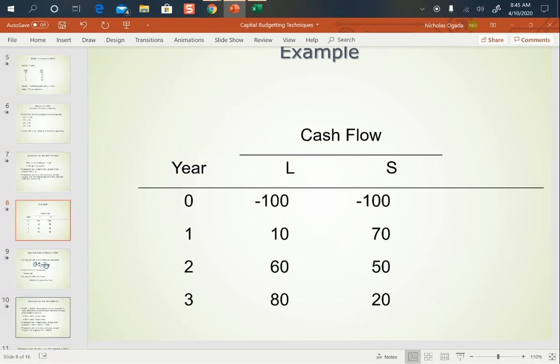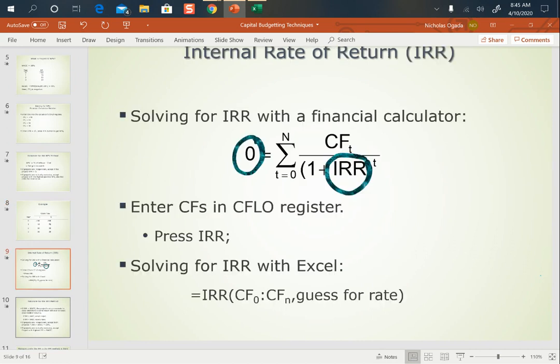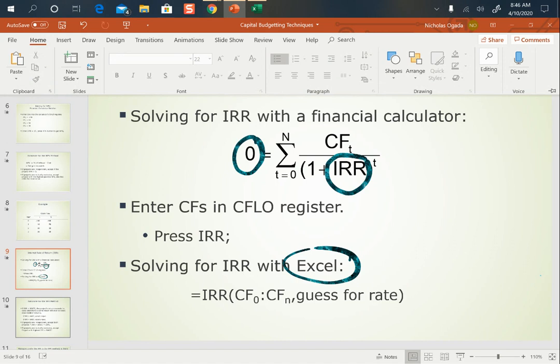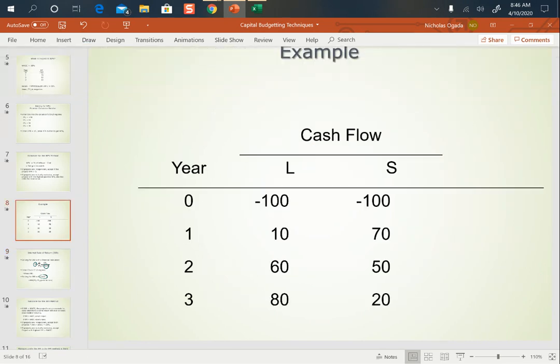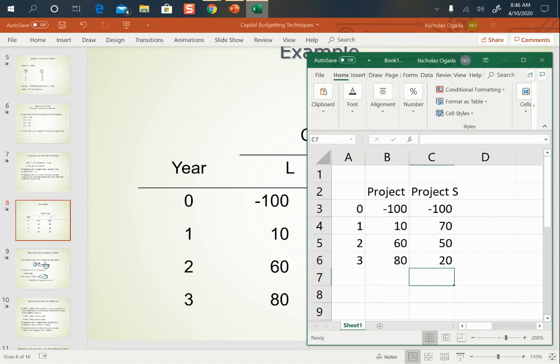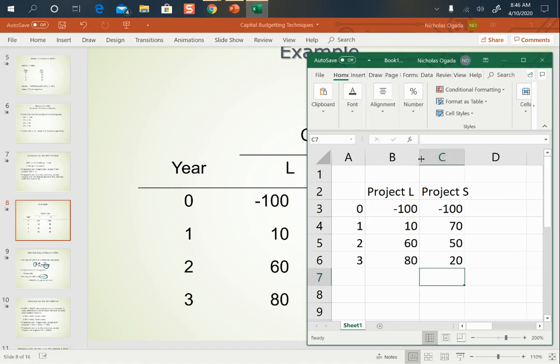So let's look at how we determine the internal rate of return, and I'm going to use Excel. Let me just take you to those two cash flows. So these are the cash flows that we have, and I'm going to pick up Excel. I already keyed in our cash flows for project L and also for project S.